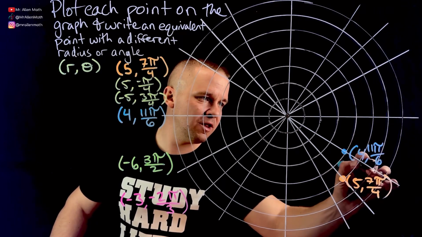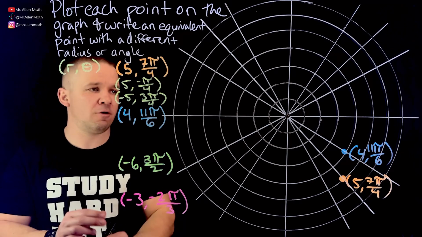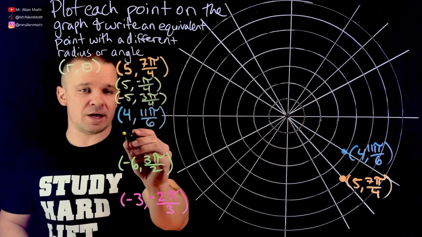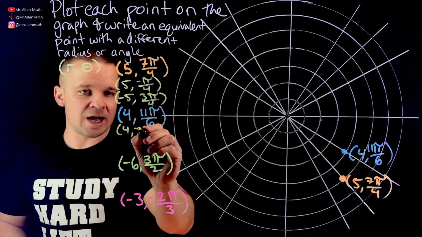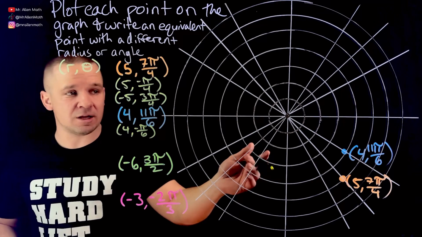11. Can't forget the 11. 11 pi over 6. Cool. All right, equivalent forms here, guys. Equivalent forms. Well, we could do the same kind of strategy, right? We could say 4 comma negative pi over 6, right? Just rotate it down.